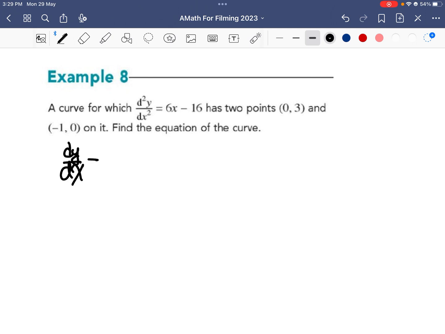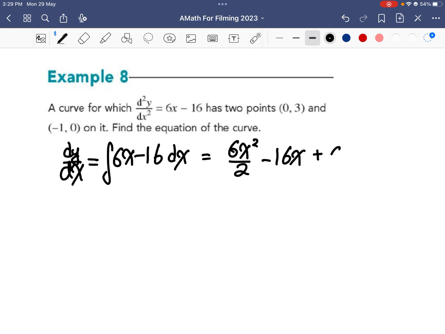Therefore, first I integrate one time, so dy/dx will yield the integration of 6x minus 16 with respect to x. So what we have is 6x squared over 2 minus 16x plus c. So dy/dx equals 3x squared minus 16x plus c. Don't bother now with the c. There's not much we can do. Why not? Because we do not have dy/dx in this case. So with the c, we just need to integrate one more time.